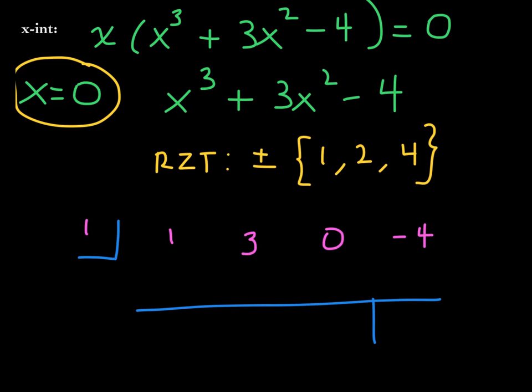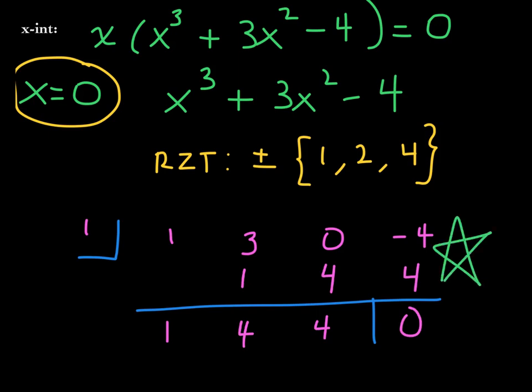I'm going to try 1 first, okay, everybody? Notice your coefficients are 1, 3, and then I put a 0 for the first degree term that is missing. That's super easy to forget. Degree 3, degree 2, degree 1 is missing, so I put a 0, and then negative 4. Let's try this out. It worked, everybody. So 1 is an x-intercept.